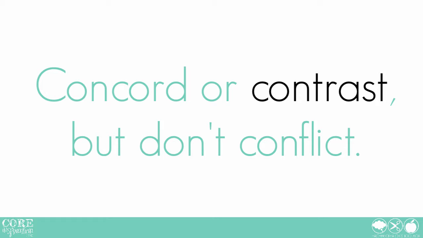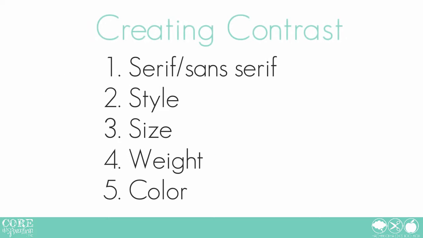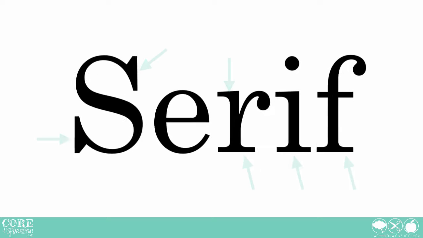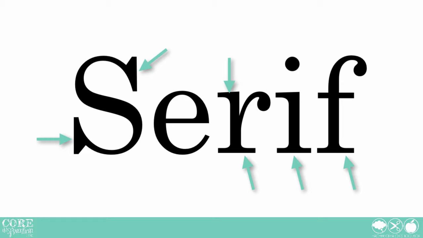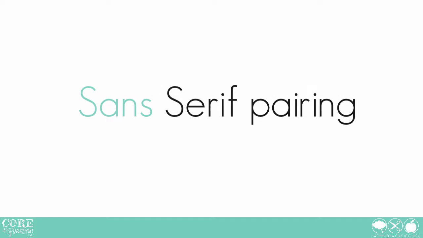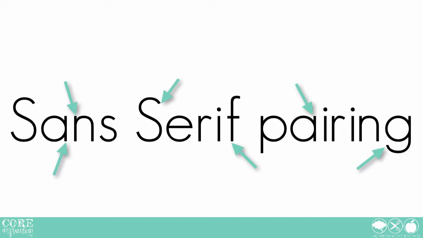Contrast is about finding totally different but still complementary typefaces. These are 5 factors to help create contrast. The most common way to contrast is to pair serif with sans serif. A serif is a small line attached to the end of a stroke in a letter or symbol. These small lines help the eye move across the page when reading large groups of text. Sans is French for without, and sans serif means without serif, which is why sans serif fonts do not have these small lines at the end of each stroke.